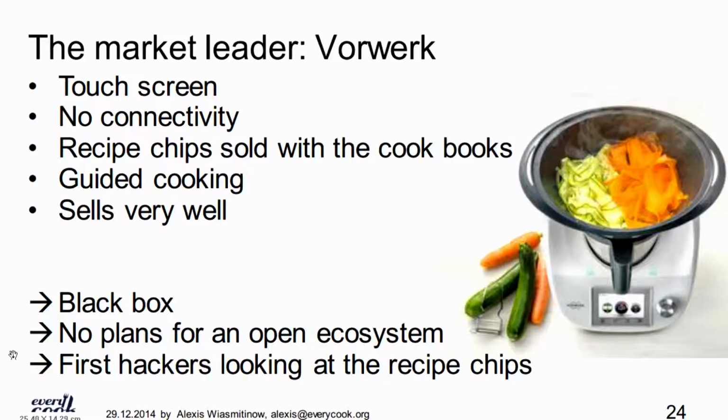They launched this year a new Thermomix, which now has a touchscreen and has recipe chips, so it has some intelligence. But they want to sell the recipe chips together with the cookbooks, so they don't tell you what's inside that recipe chip, but it works. I mean, last news I had, they sell a device every 38 seconds, so it works. But it's a complete black box.